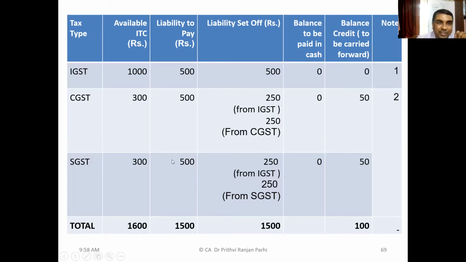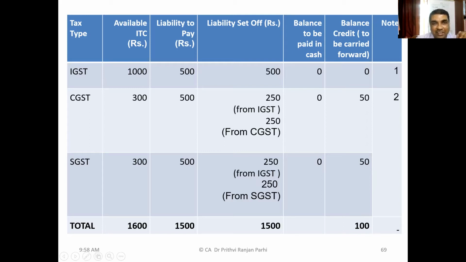Similarly, I have a liability of 500 at SGST, but the input credit is 300 rupees. So 250 rupees I'll be paying from IGST, and 250 rupees from SGST. If I do so, my entire IGST gets exhausted, and there will be a balance of 50 rupees in my CGST credit and a balance of 50 rupees in my SGST credit. Total balance will be 100.